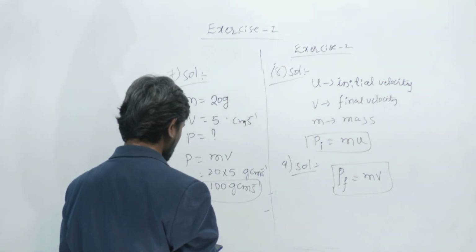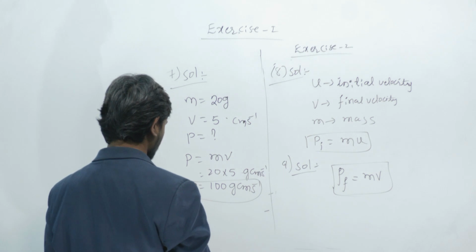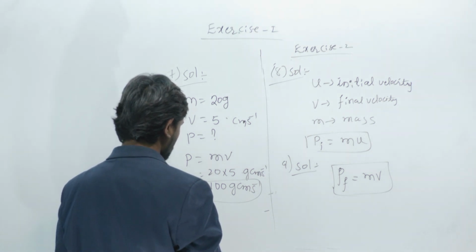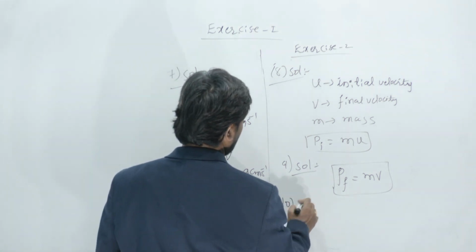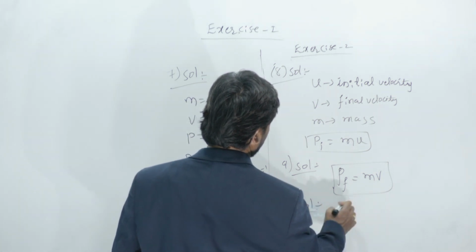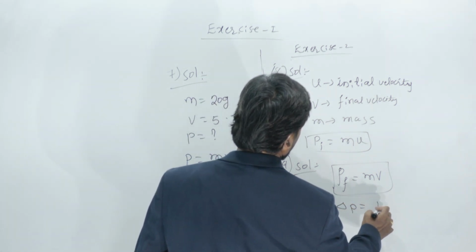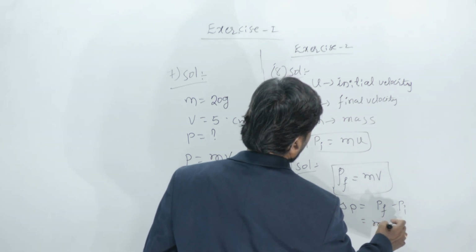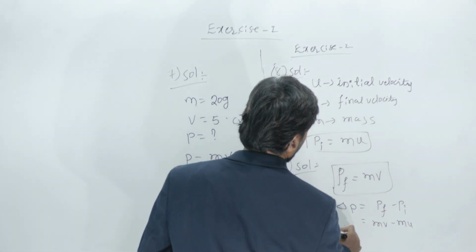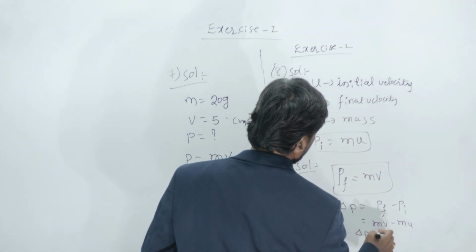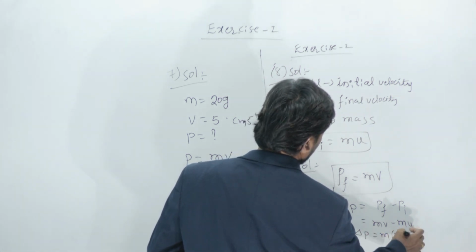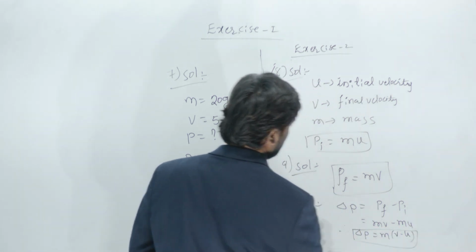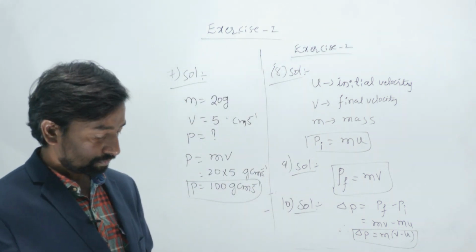And the 10th one: in the above question, the change in momentum. Change in momentum delta p is equal to p final minus p initial. So we can write mv minus mu. Therefore the change in momentum delta p is equal to m into (v minus u).